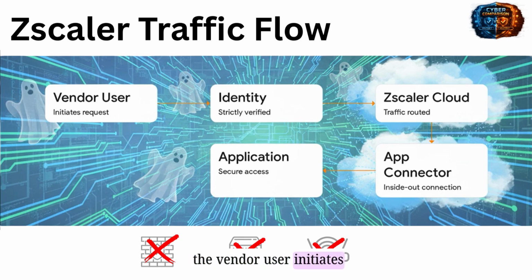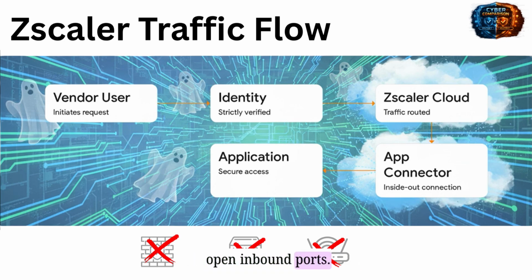First, the vendor user initiates a request. Second, their identity is strictly verified. Third, they hit the Zscaler cloud. Fourth, an inside-out connection is made via an app connector, which finally bridges them to the application in step 5. Now, did you notice what's missing there? There are absolutely no inbound firewall rules. No exposed applications whatsoever. The app connector dials out to the cloud to stitch the whole connection together, which completely eliminates open inbound ports.